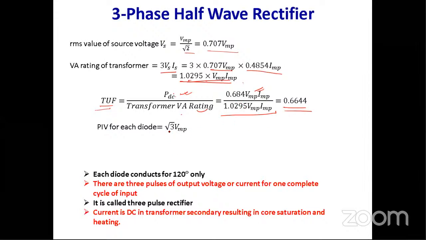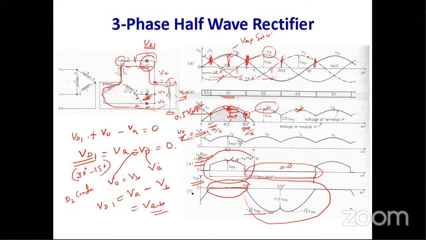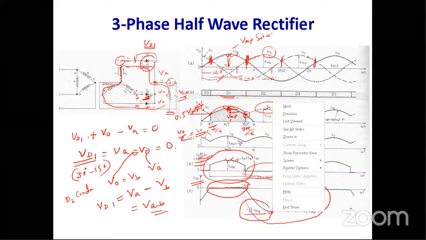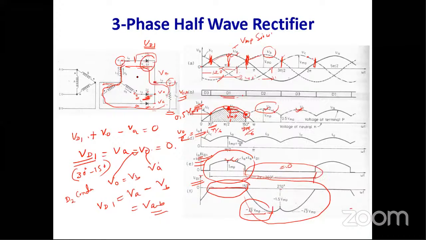66.44%. And what is the peak inverse voltage across the diodes? That is also evident from this waveform. Peak inverse voltage of this diode is equal to √3 VMP. When you are selecting a particular diode for this type of three-phase half wave rectification scheme, if the supply voltage maximum value is Vm, you have to consider a diode having a rating of √3 times V maximum value, and it is evident from these equations or this waveform.